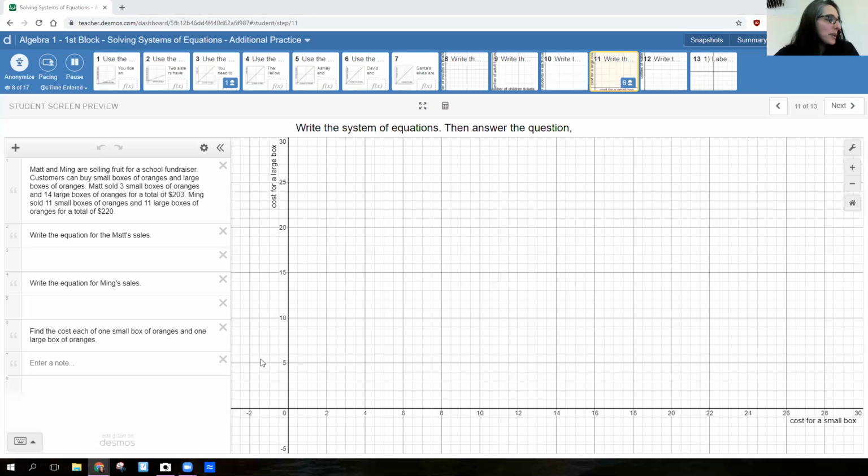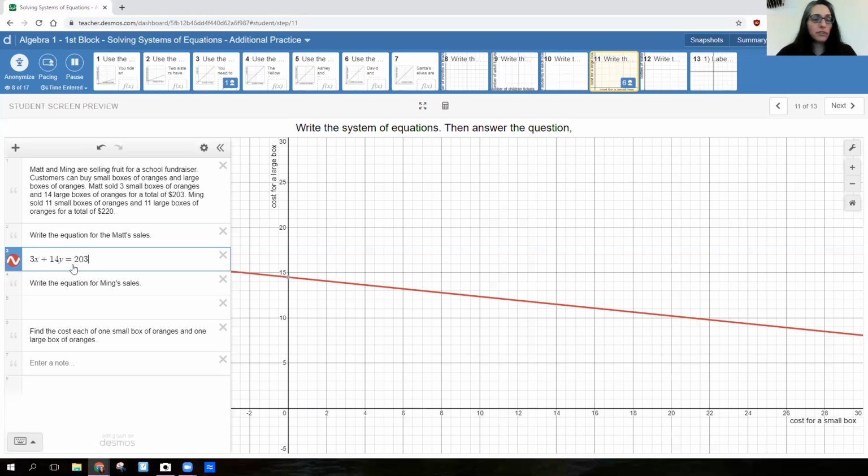So here we go. Small box, we'll call that X. Large box is Y. So if Matt sold 3 small and 14 large, that's going to be 3X plus 14Y, and that's going to equal Matt's total sales, which was $203.